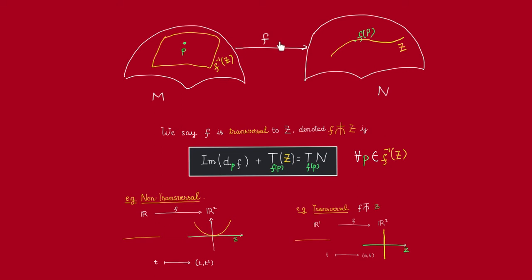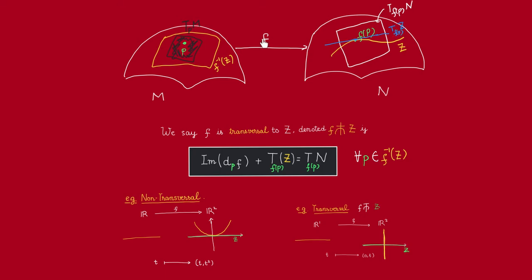The setup is that we have a smooth map F from a manifold M to a manifold N, and then inside N we have a regular submanifold Z. We say that F is transversal to this submanifold Z if the following condition holds. For every point P in the preimage of Z, we can look at the tangent space to M at P, T_P M. Now at the image F(P) of P in N, we can look at two different tangent spaces: the tangent space to N at F(P), and the tangent space to Z at F(P).